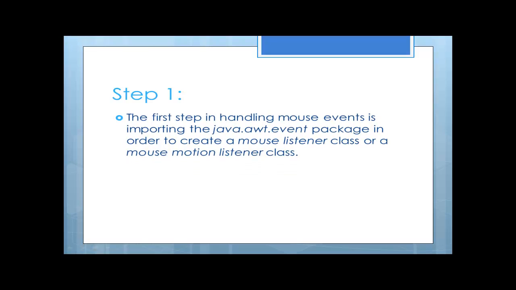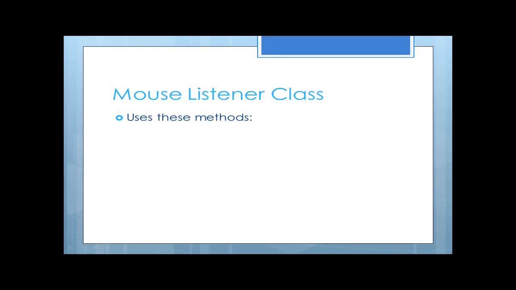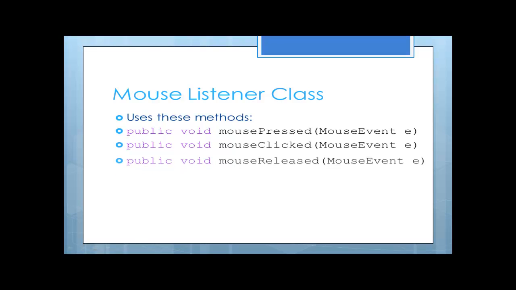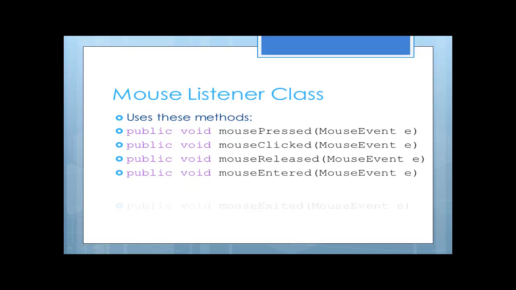The first step in handling mouse events is importing the java.awt.event package in order to create a mouse listener class or a mouse motion listener class. The mouse listener class uses these methods: mousePressed, mouseClicked, mouseReleased, mouseEntered, and mouseExited. They all pretty much do exactly what they say they do.